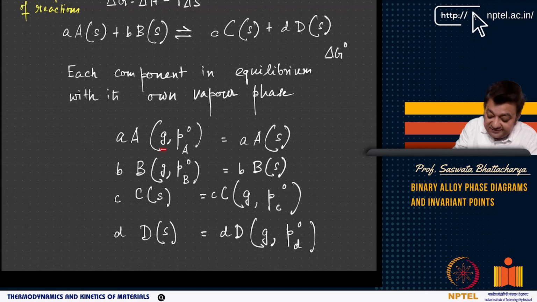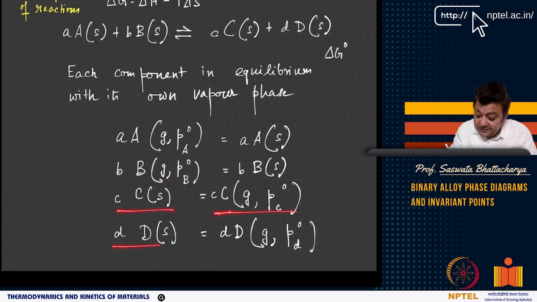A in the gas phase, G meaning gaseous or vapor phase, with a vapor pressure of PA naught, is equal to A solid, because the solid and the vapor are in equilibrium. Similarly, for B in the gaseous or vapor state, PB naught equals B solid. Similarly for C as well as for D, PC naught and PD naught.